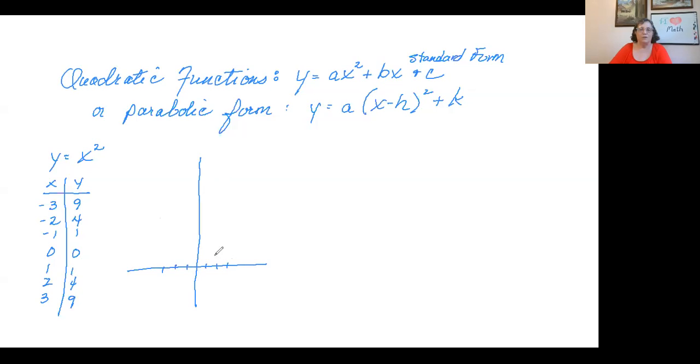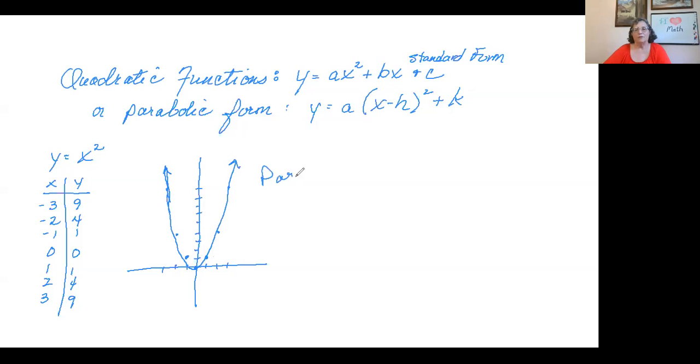If I graph these points, I've got 0, 0, 1 and -1 both squared to give me +1. 2 and -2 will both give us 4. And 3 and -3 both give us 9. And so we get this curve, something like this. This is kind of hard to write on and do a graph.